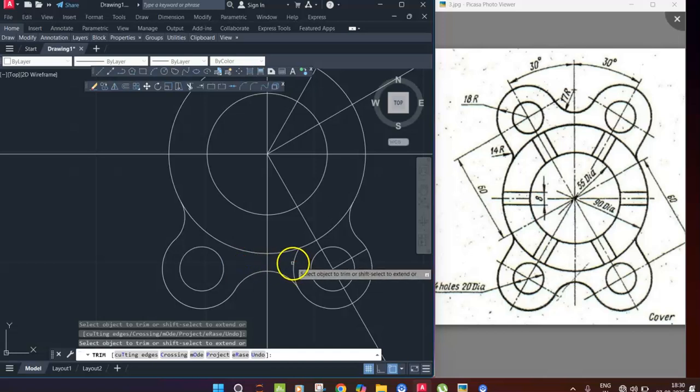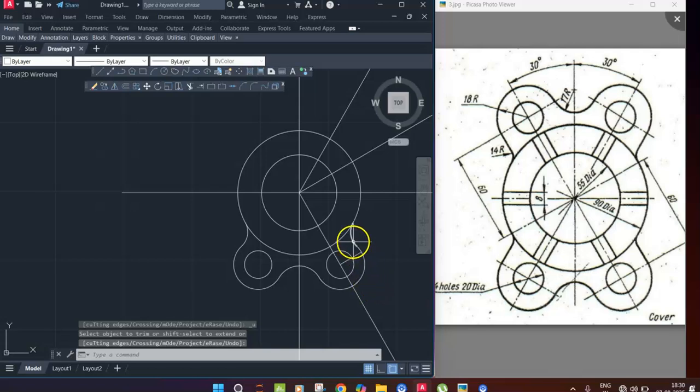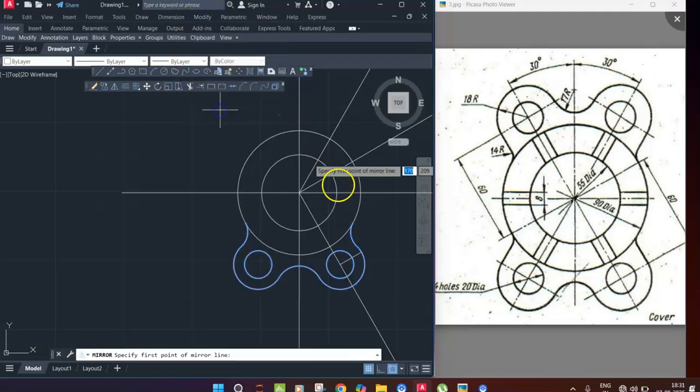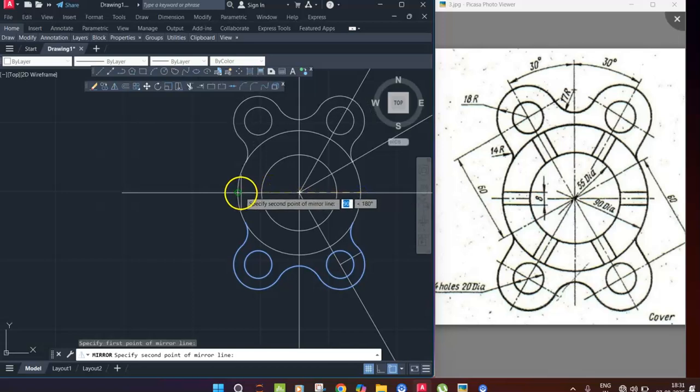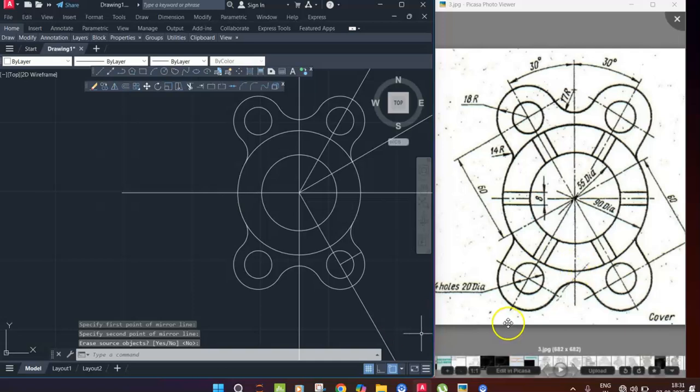Using the modify toolbars appropriately at the correct time is very important to save time. Okay. So these both are completed now. So select these things. This is symmetric about horizontal. So modify mirror with respect to horizontal. Yes, the model is almost completed, right?